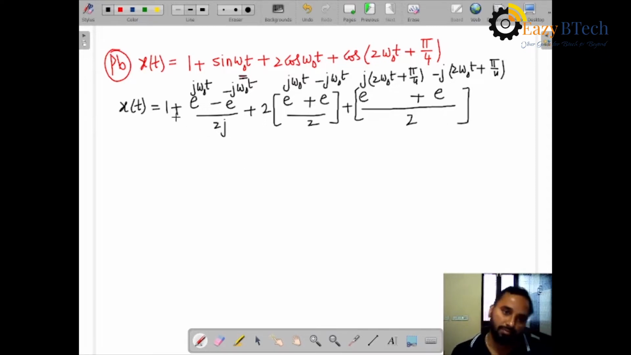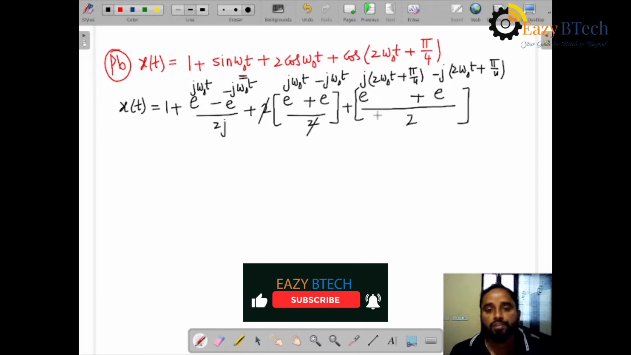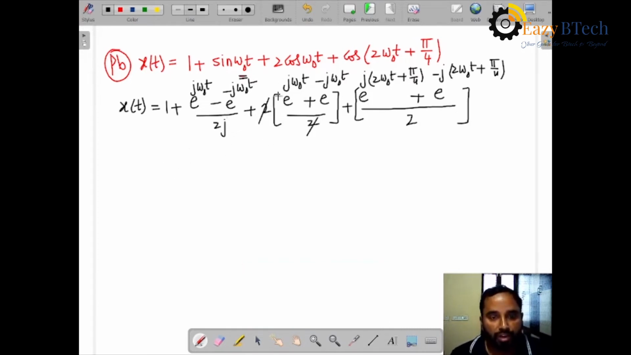Okay. So now here the 2 get cancelled. What we are going to do is write the e power j omega naught t terms, e power minus j omega naught t terms, and e power 2j omega naught t terms, separately.